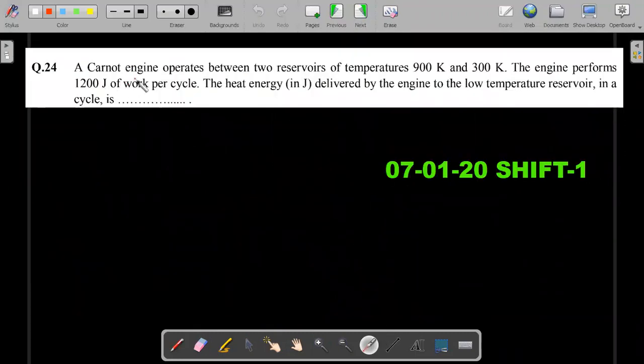Last one, a Carnot engine operates between two reservoirs of 900 Kelvin and 300 Kelvin. You could see even he repeats the kind of questions he asks on Carnot engines. Okay, right? The engine performs 1200 joules of work per cycle. The heat energy delivered by the engine to the low temperature reservoir in the cycle is. Okay, so want to give it a try? Pause and then move on.